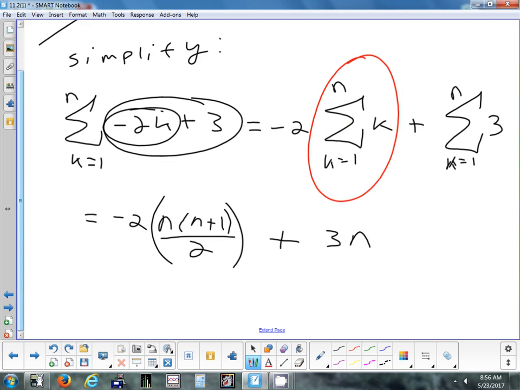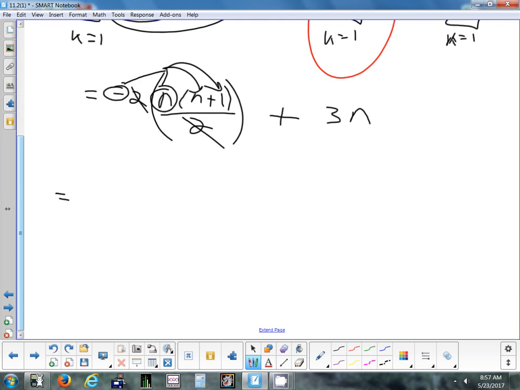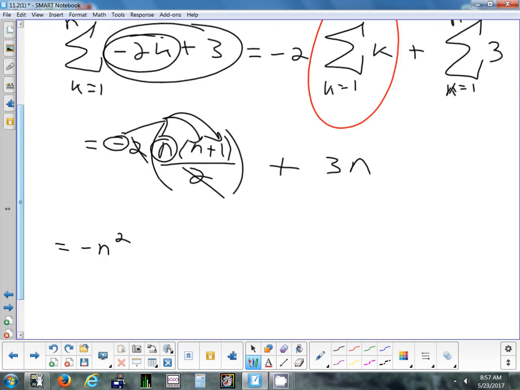So when I multiply here, what would cancel out? The 2's. Not the negative, but the 2's cancel out. And now I can distribute the negative along with the n. Those two things are together, to that and to that. So what's negative n times n? Negative n squared. And what's negative n times positive 1? Negative n, plus 3n.